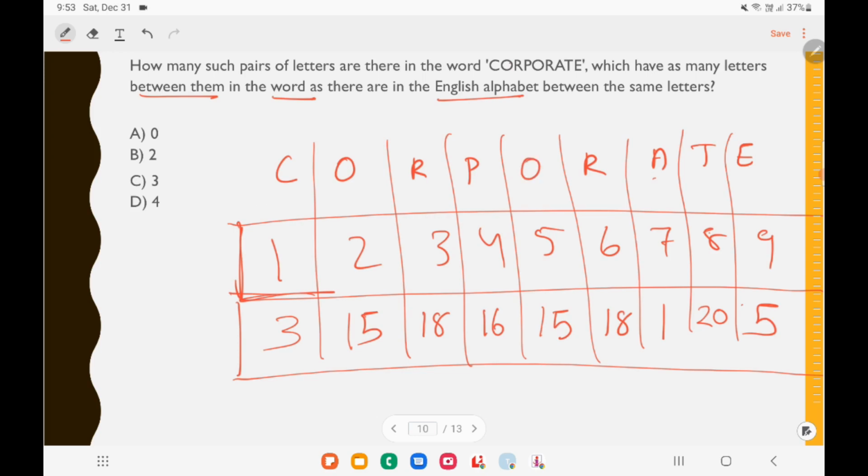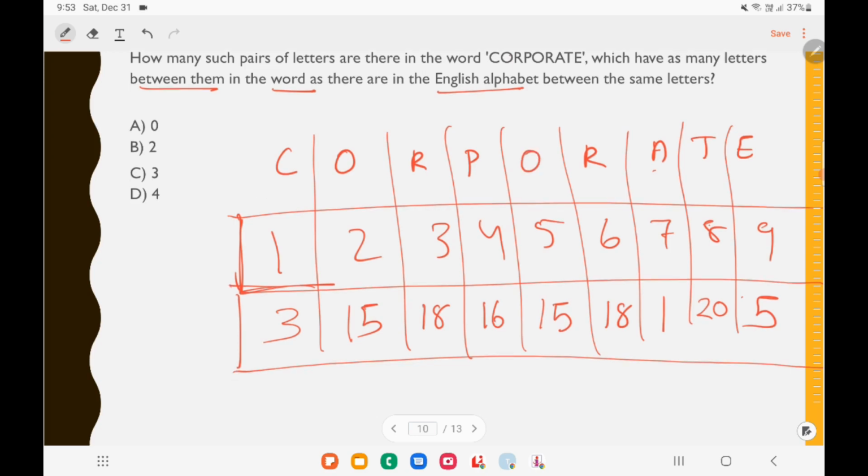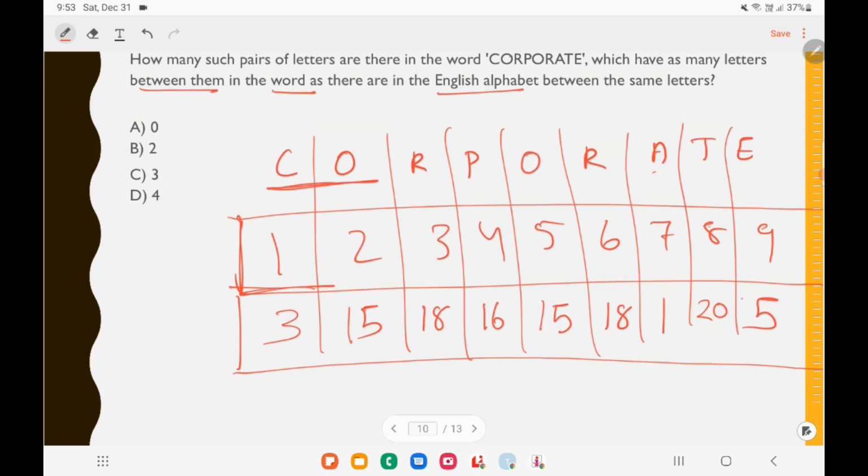Now you need to take different pairs. First take the pair C and O. Take the difference in the first row: 2 minus 1 is 1. And take the difference in the second row: 15 minus 3 is 12. So 1 is not equal to 12, so C and O is not a pair. In this way you need to check.